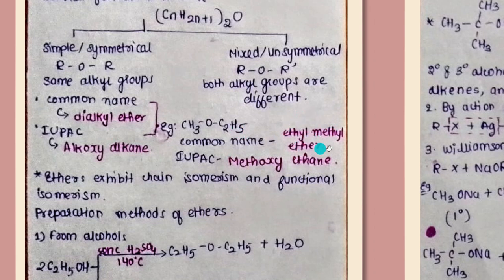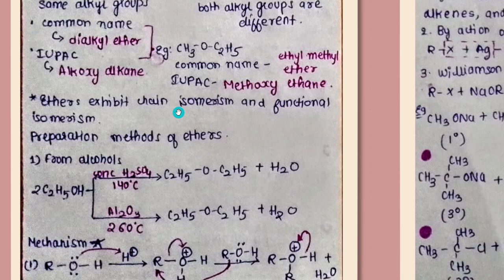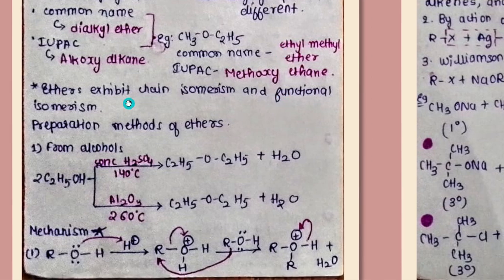Ethyl methyl ether, as its name says. And what is the IUPAC name for it? Usually for ethers, it is alkoxy alkane. So for this example, it is methoxyethane. You should remember methoxy, the group with the lesser number of carbon atoms, comes first, then ethane. Ethers exhibit chain isomerism and functional isomerism.